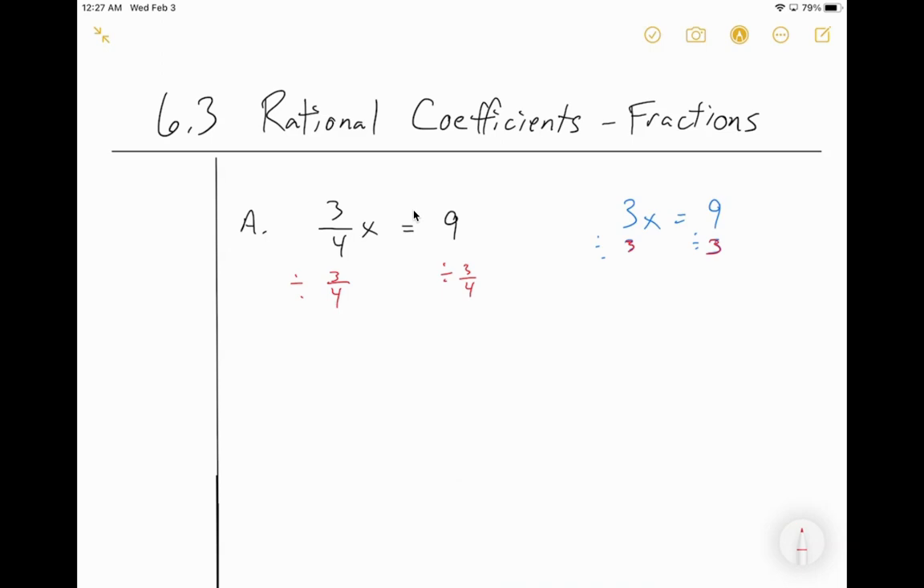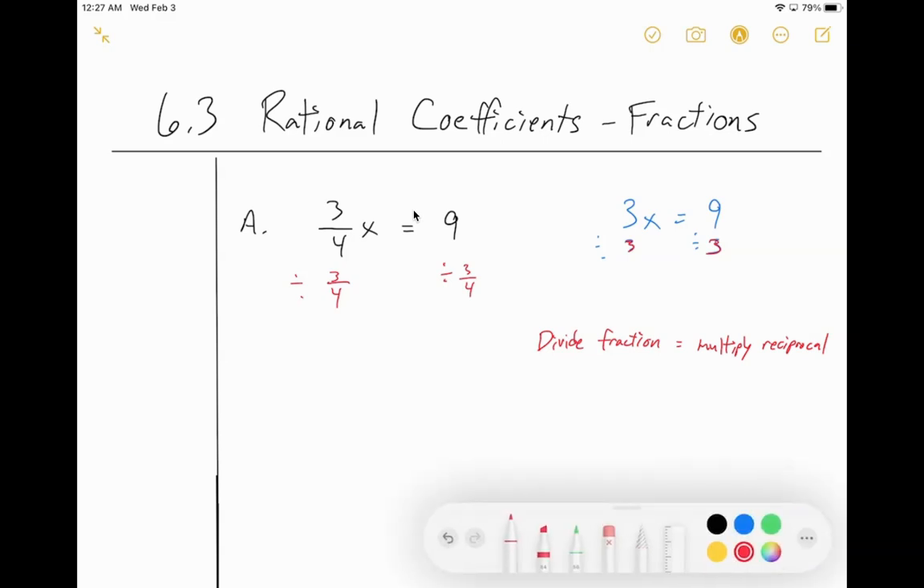Now, this is where we get into something we've done before, which is, remember, we don't really divide by fractions. Instead, we want to multiply by the reciprocal. So remember, divide by a fraction is actually multiply by the reciprocal. Okay? So that's what we're going to do. We're not going to divide by 3/4. We're actually going to multiply by, not 3/4, but 4/3, the reciprocal. So let's look at that and let's see what's going to happen here.